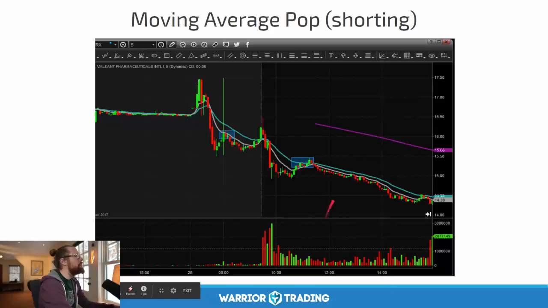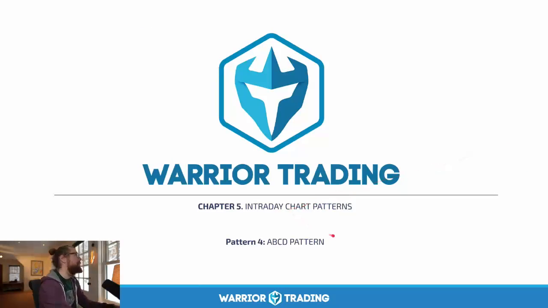So again, this is just a brief example of this pattern, which you'll see more of as we continue through the classes. With that, we're going to go on to Chapter 5 and Pattern 4, the ABCD pattern, a pattern which sometimes does correspond with a moving average pullback or around the VWAP, but is kind of combining both a bull flag and a moving average pullback into what can be a super strong setup. All right, so we're going to continue on here with Chapter 5, Pattern 4, the ABCD pattern.